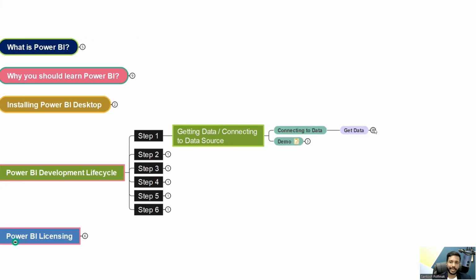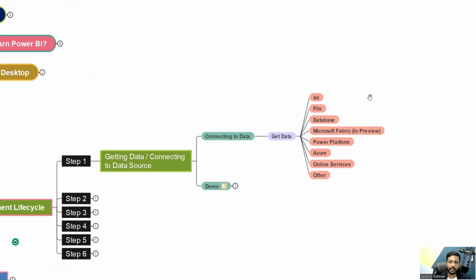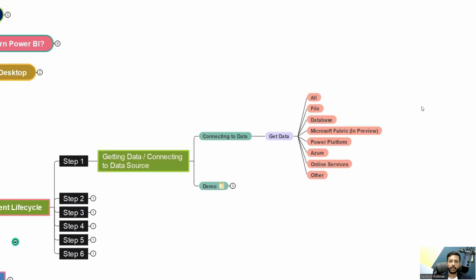So basically, we use the get data option in Power BI Desktop, and in that we have various options. We have file type data connectors, we have database type data connectors, and Microsoft Fabric has recently been introduced, like in the last month or so. It's still in preview mode. So we have Power Platform, Azure, online services and others.